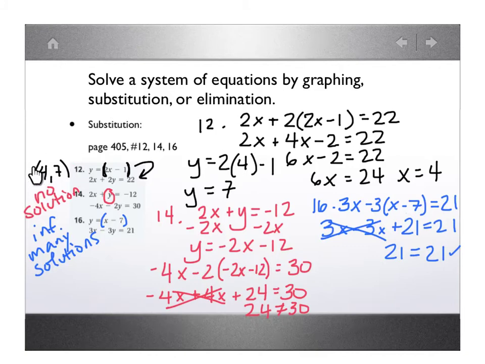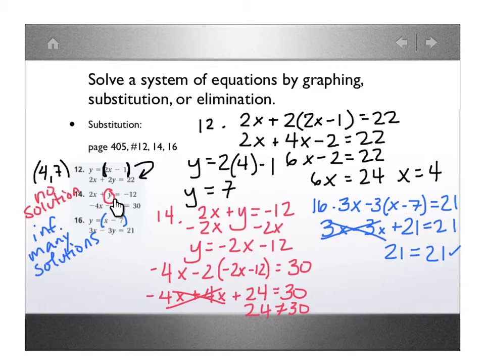Now, please remember that this is the most common type of system, the one that comes out to an ordered pair solution. The other 2 on this page, and in every situation thereafter in this video, are the other possibilities. Now remember that they are not as likely. They don't happen as often, but I need you to recognize what it looks like when they do happen.